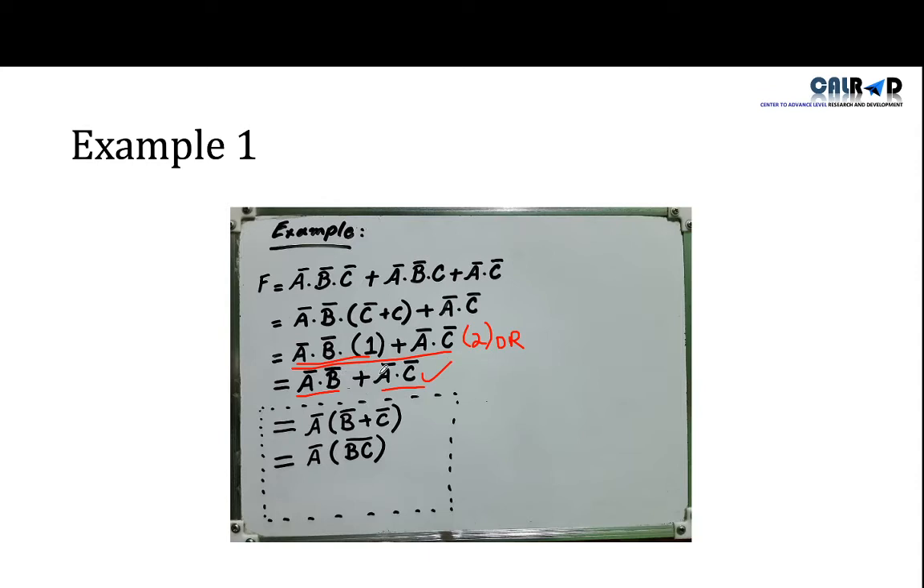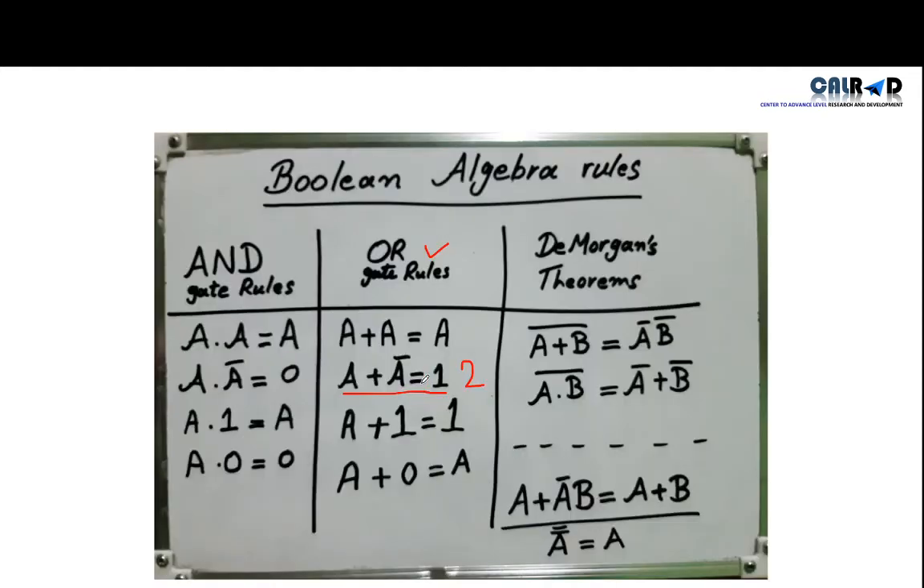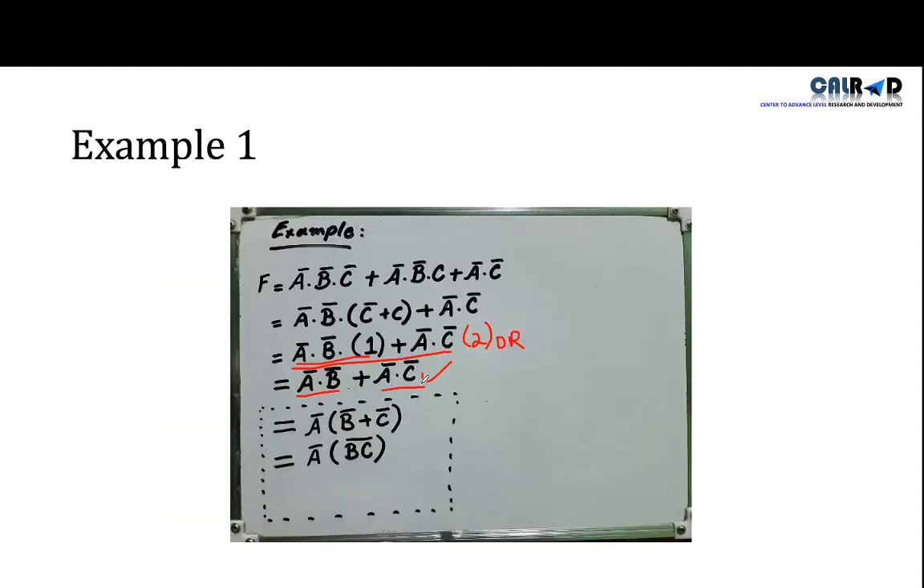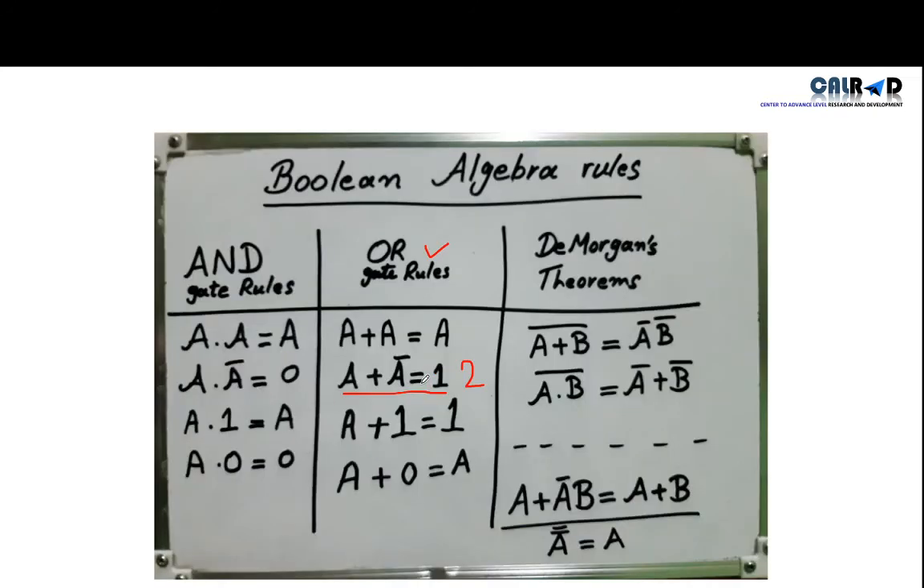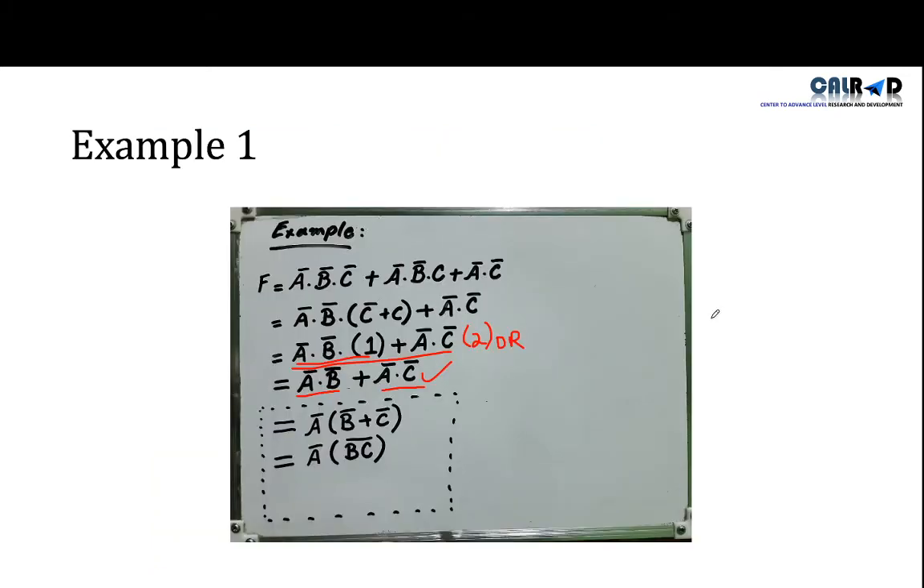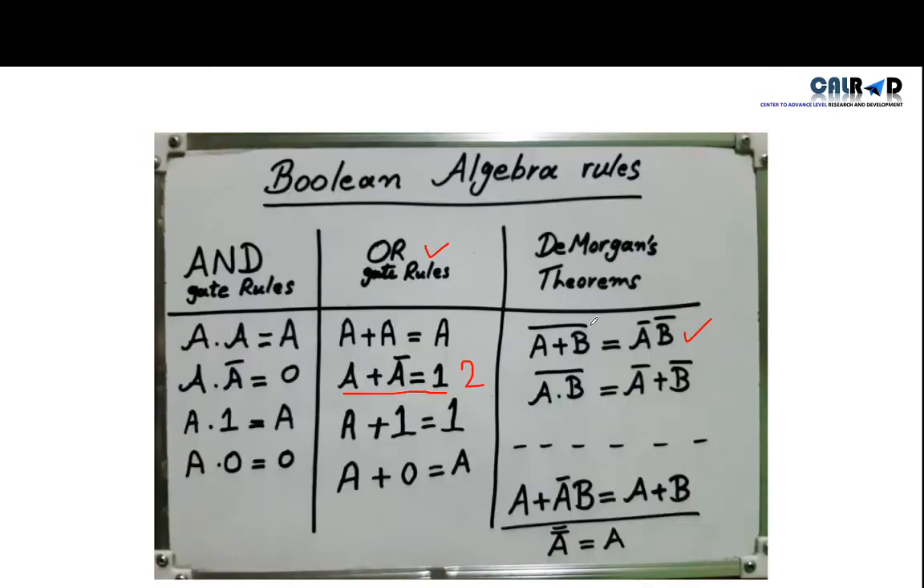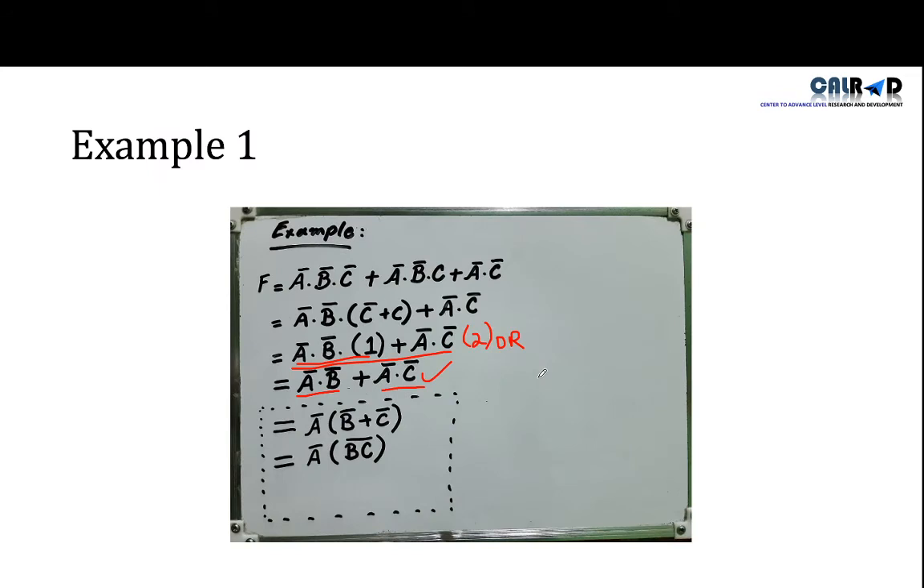A bar B plus A bar C. Let's see if we can apply A bar dot B bar. So here is De Morgan's law 1: A bar B bar is equal to A plus B bar. So this means we can apply this, but you have to check one thing.